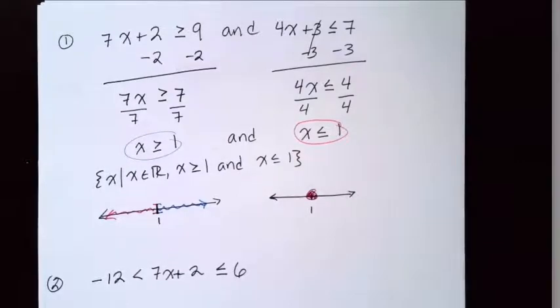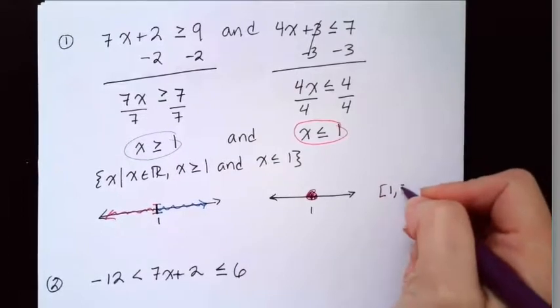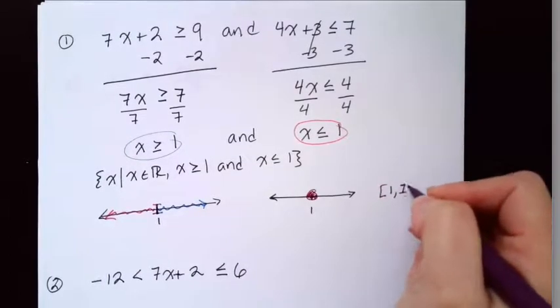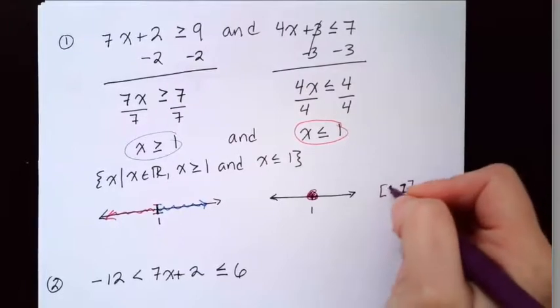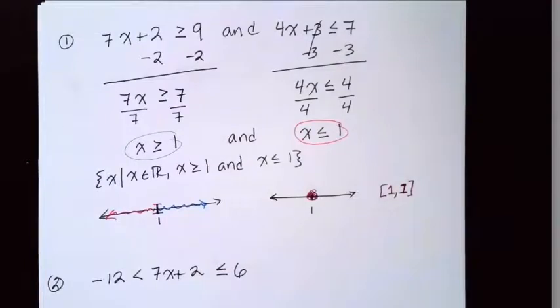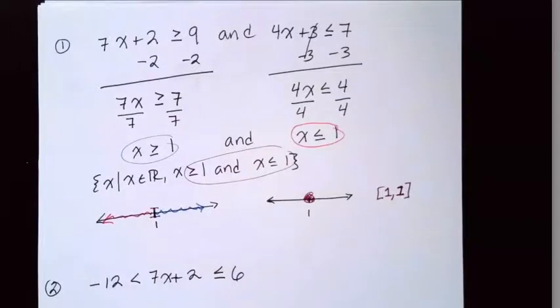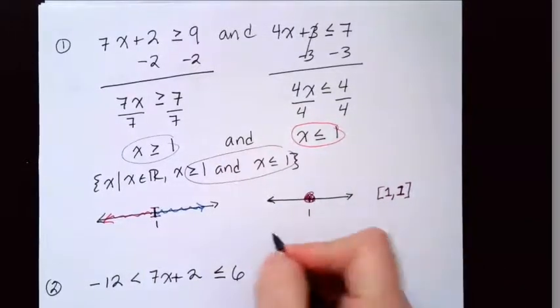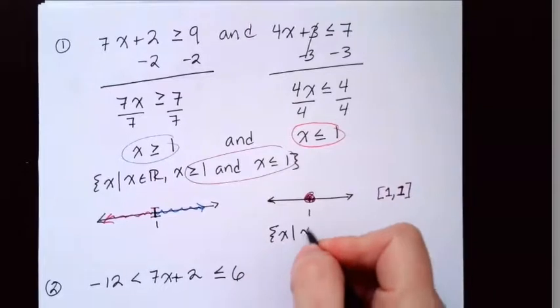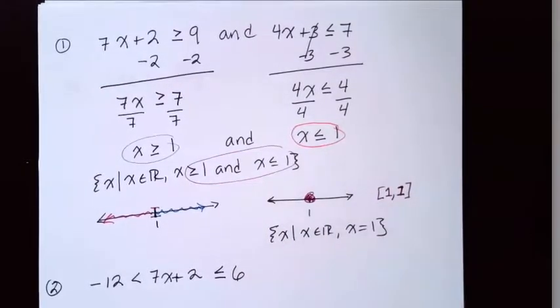I can write that as an interval. 1 is the only number, 1 is the biggest and the smallest. Sorry, make that a 1 here. So they're both 1s, 1 comma 1 with brackets around them. That's just that one number. Which means that I could actually simplify my set builder notation here. The set of all x such that x is a real number and x is equal to 1. So we had to do some work. We had to find the overlap in order to get that solution set.